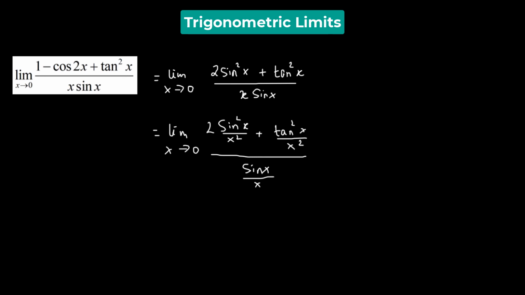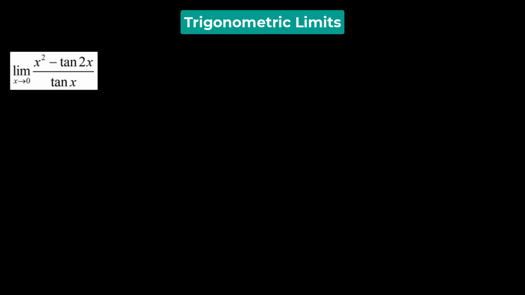Now when we apply the limiting value, that is going to give us 2 times 1 plus 1 over 1, which is equal to 3. So let us do another problem. We need to determine the limiting value of the given function. So let us begin by separating the numerator.